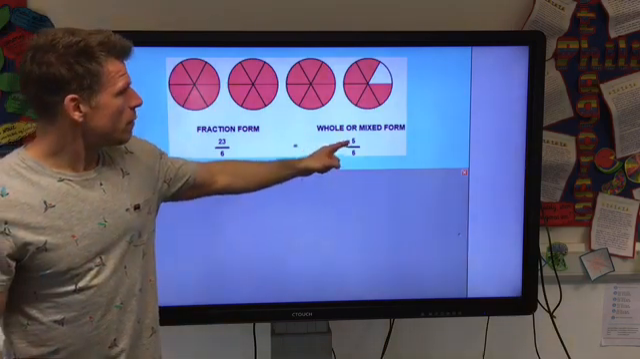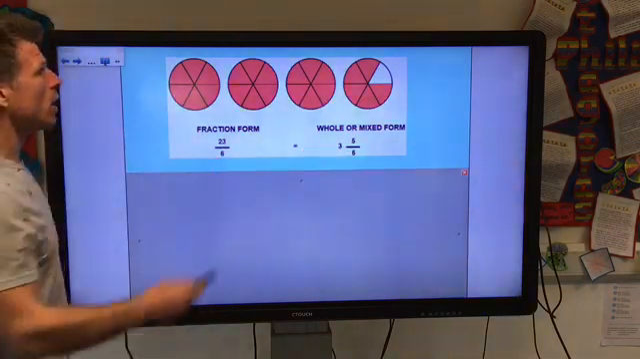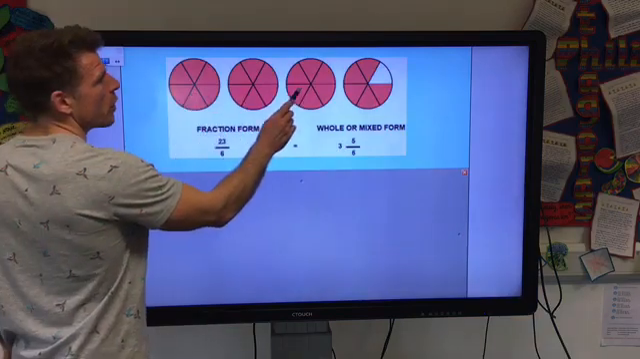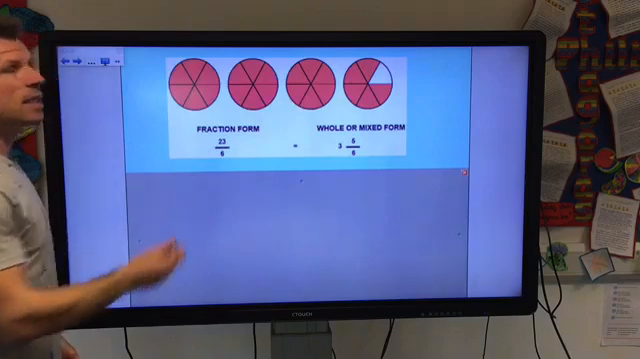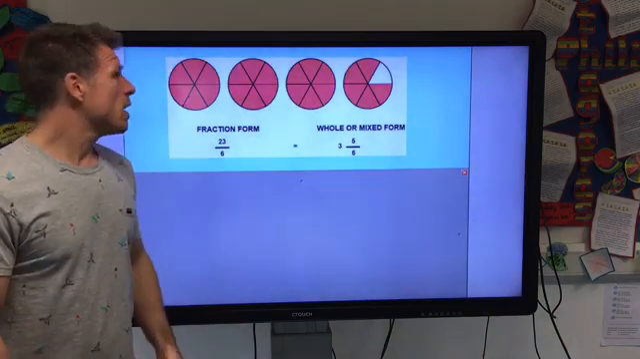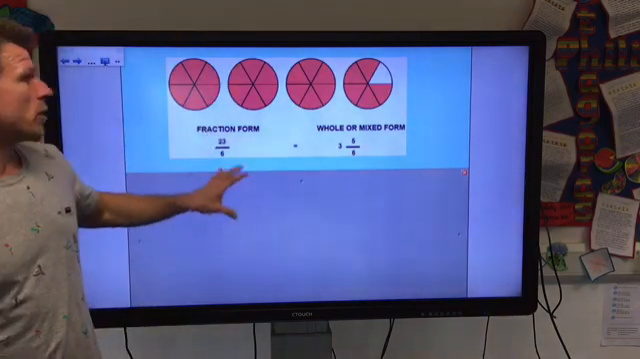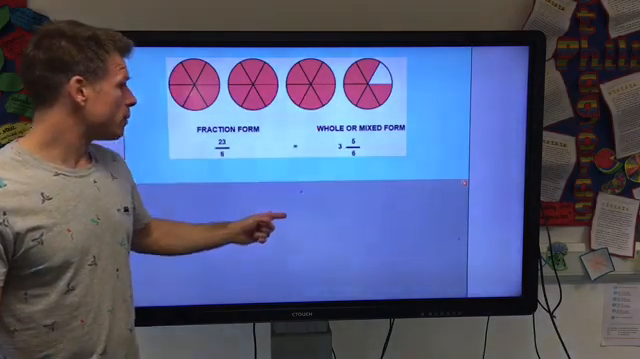Here we've got 3 and 5/6, which is exactly the same thing, because we've got 1, 2, 3 wholes, and then 5/6 at the end. So it's exactly the same thing. Okay, so that's the difference between an improper fraction and a mixed number.